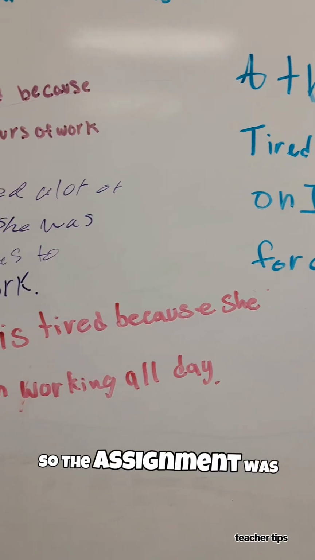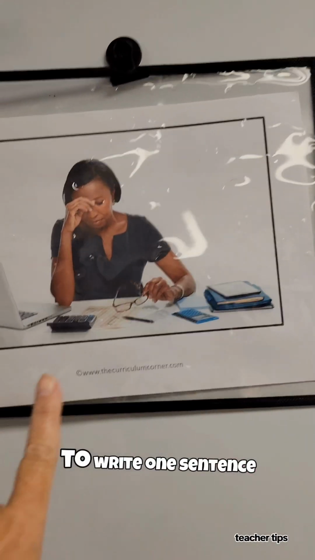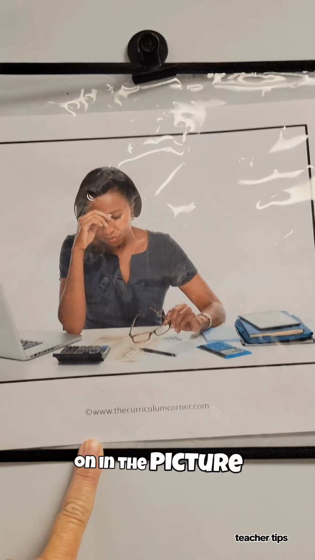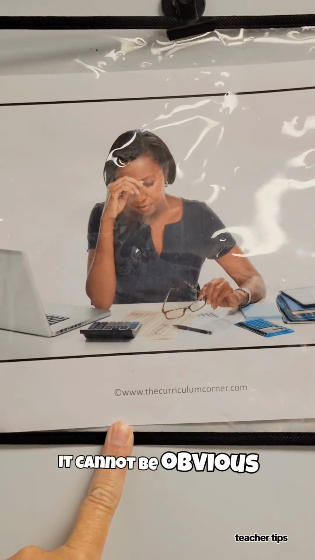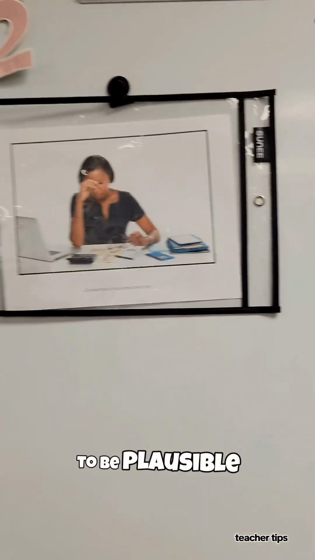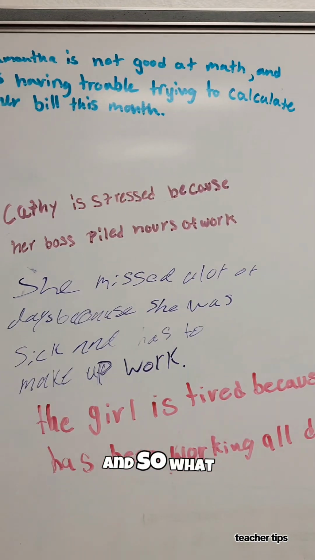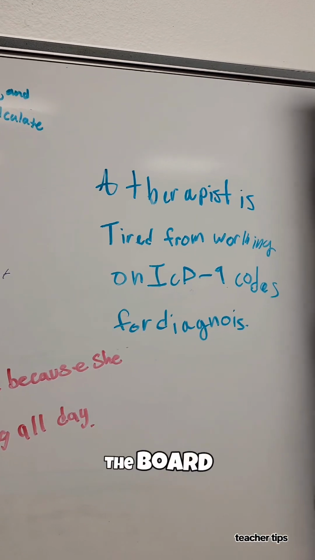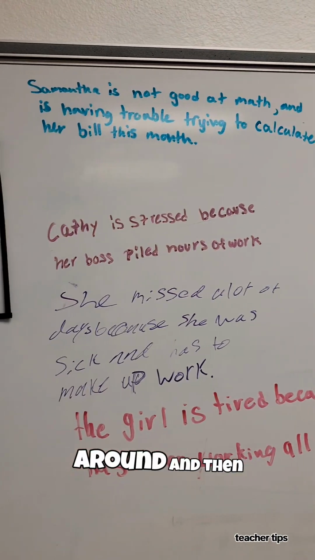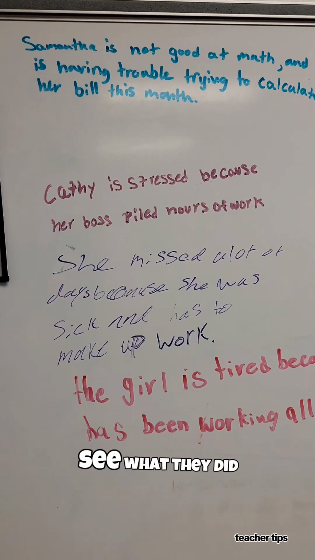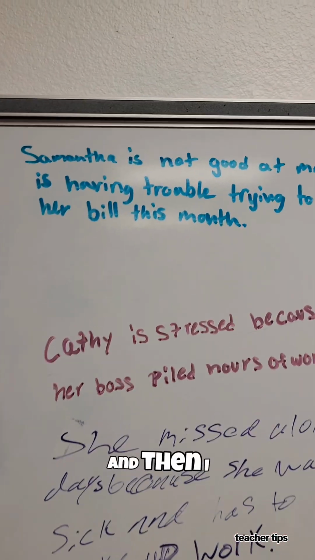So the assignment was to write one sentence explaining what is going on in the picture. It could not be obviously stated, and it had to be plausible. And so what they did is they wrote a sentence. We did a minute and a half on the board. Then we rotated around and went to the next board with the next picture. And so you can see what they did. And then I would pick the winner.